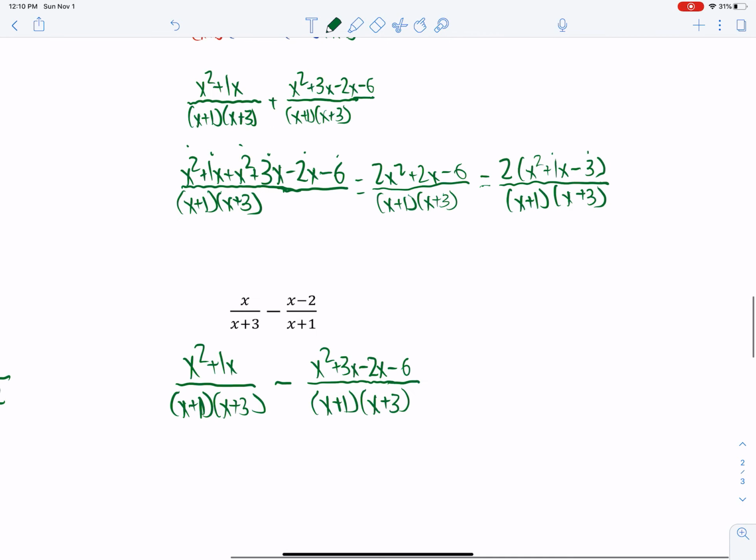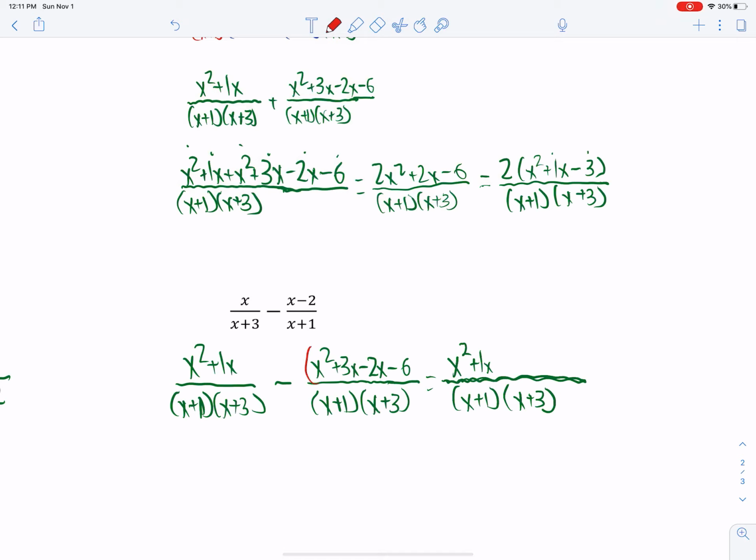Now, when you're subtracting fractions with a common denominator, boy, I can't draw a straight line. That's embarrassing. The bottom part stays just the way it is. It's just x plus 1, x plus 3. A lot of people make mistakes on these subtraction problems. Everything from the top part just stays the way it is, x squared plus 1x. But notice you are subtracting this entire top part.